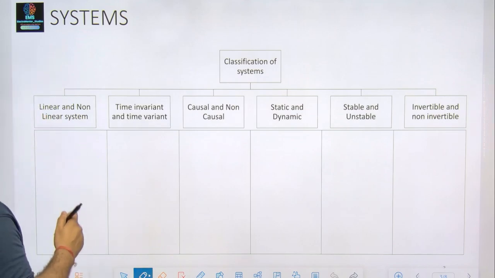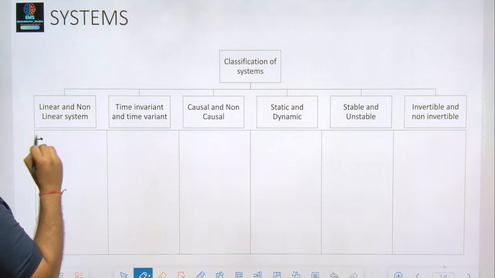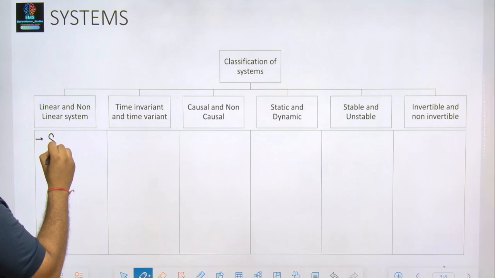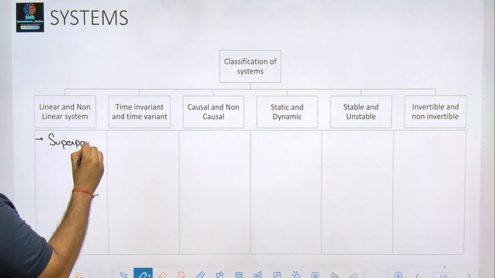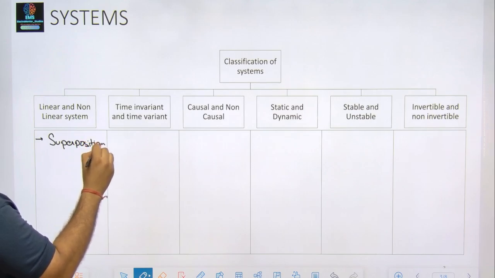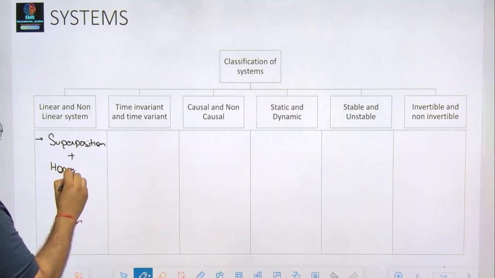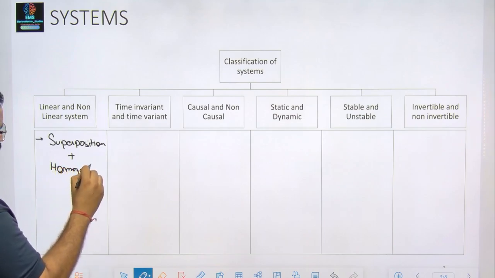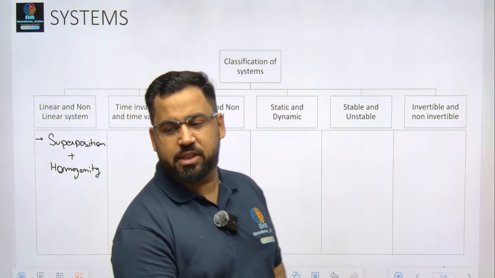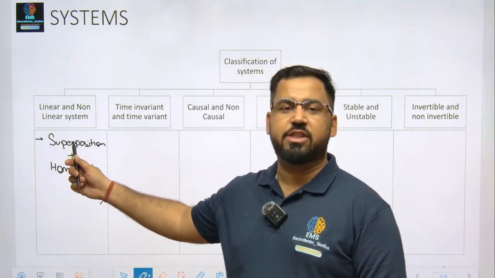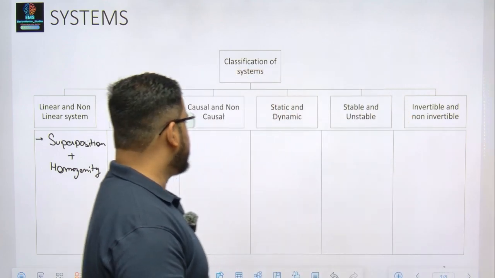Now what is this linear system? What does this linear system say? It says if a system satisfies superposition plus homogeneity, then a system is a linear system. So a system which satisfies superposition and homogeneity is a linear system.